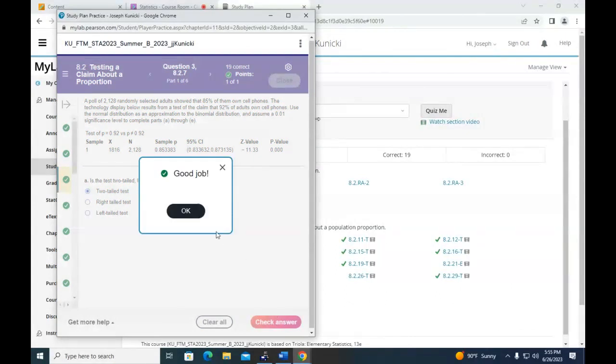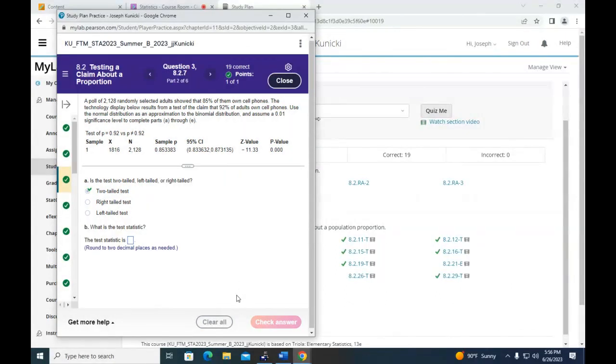Now we're going off the p-value. What is the test statistic? Which one of those is the test statistic? It's going to be the point X.